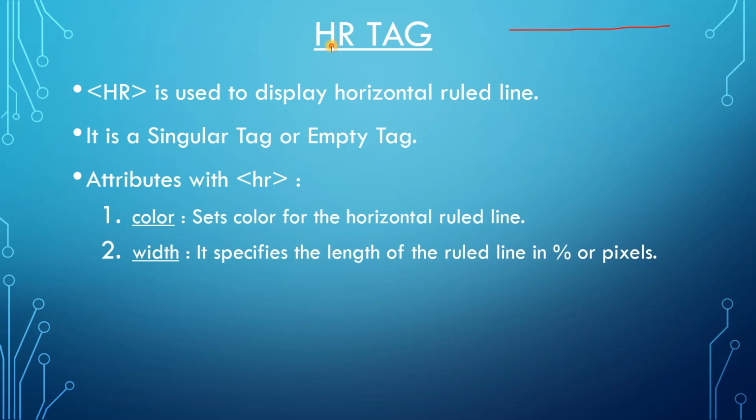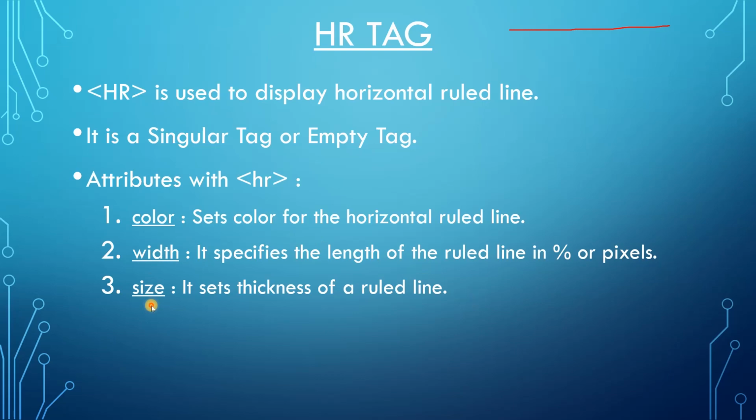Either you can give 50% or you can give pixels, that is 50 pixels. Okay, so that will also do. So you can either write in percent or in pixels. We will see how to write this width when we do the coding. Okay, then the next one, size. It sets the thickness of a ruled line.